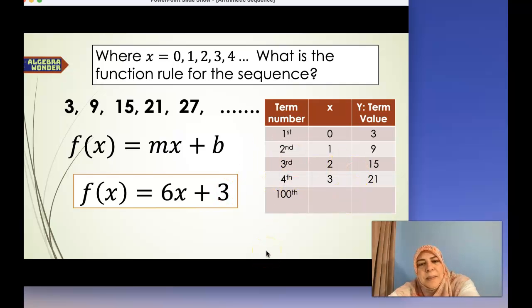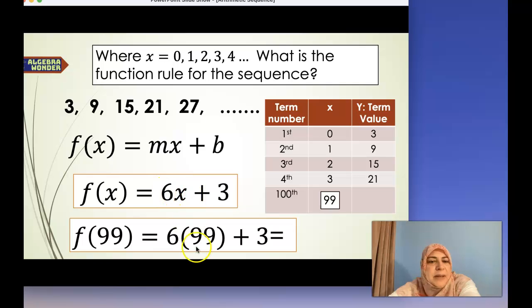Okay? So again, remember why this is happening. If I need the first term, I need to put x is 0, because I decided to make my y-intercept the first term. And we know the y-intercept is when x is 0. So as you can see here, if you need any term number, you must substitute x by the number before it. So if you need the 100th term, you can use the equation, and x has to be 99. So we substitute 6 times 99 plus 3, and we will figure out that it's going to be 597.